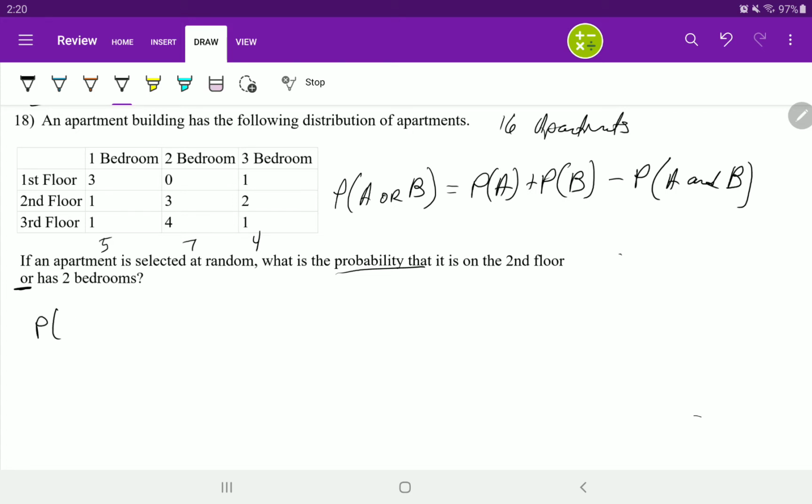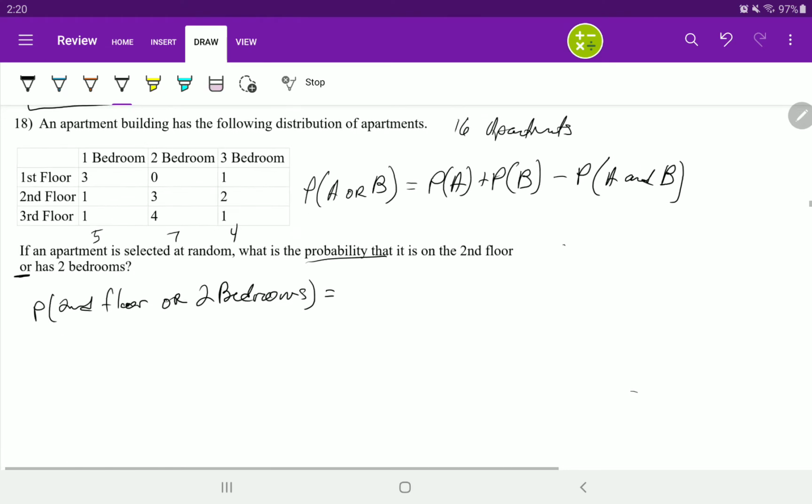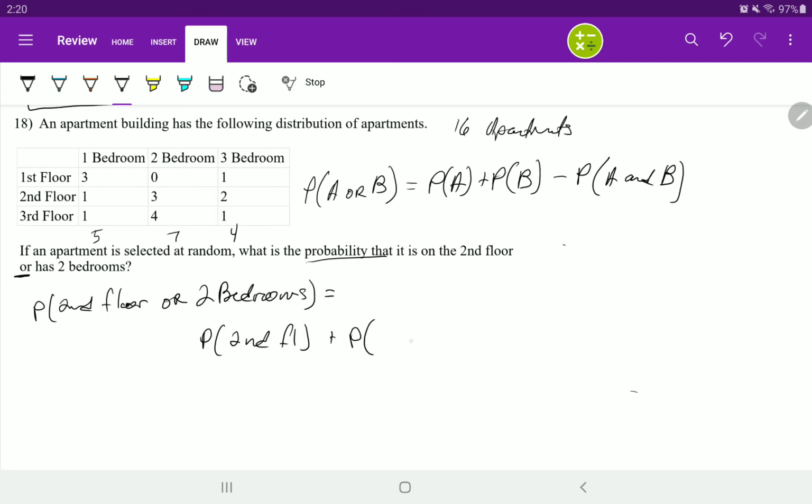The probability that the apartment is on the second floor or has 2 bedrooms equals the probability the apartment's on the second floor plus the probability it has 2 bedrooms. I'm going to abbreviate bedrooms with BR, minus the probability that it is on the second floor and it has 2 bedrooms.